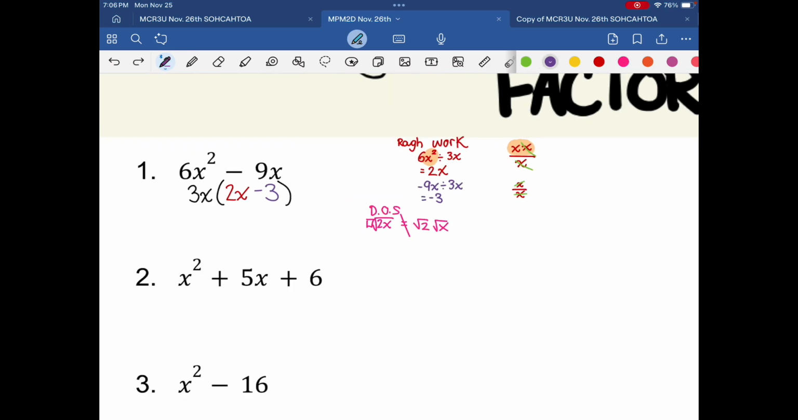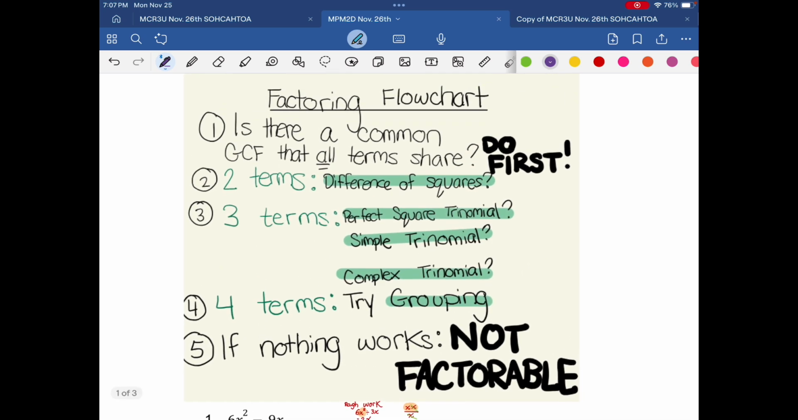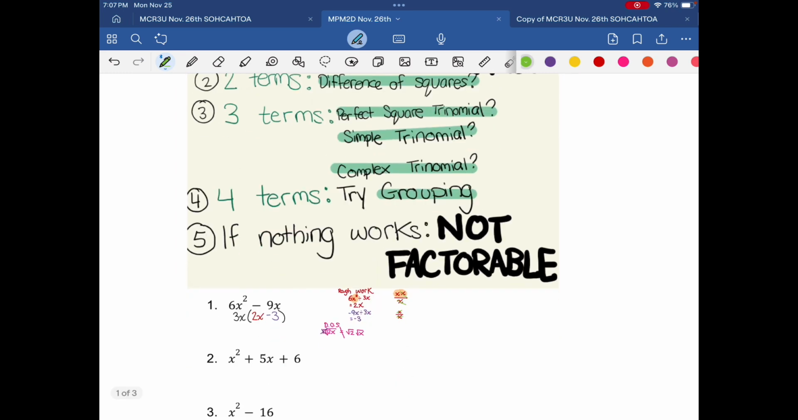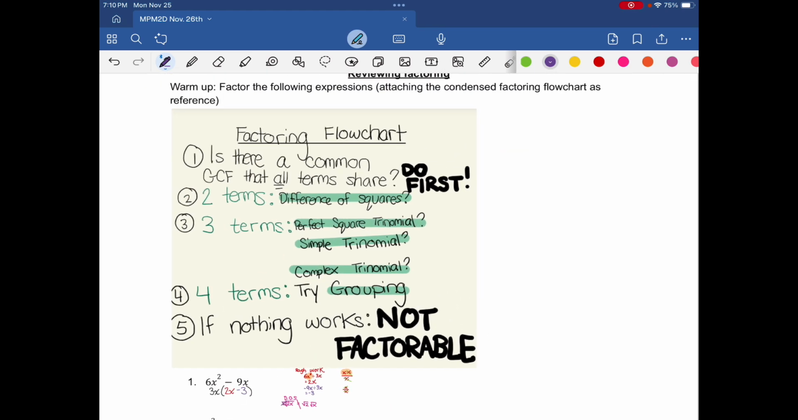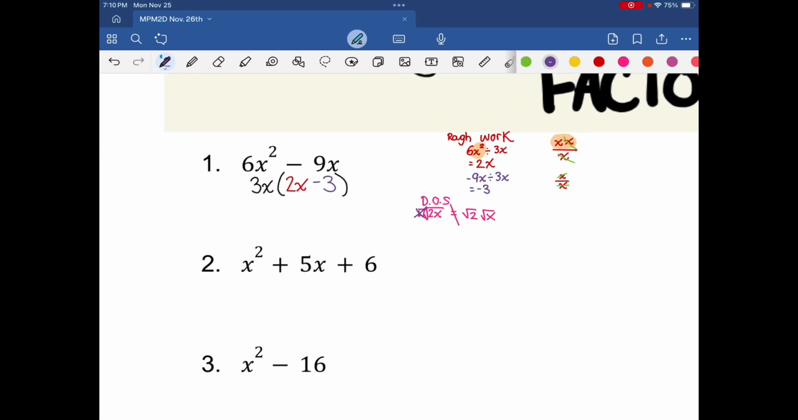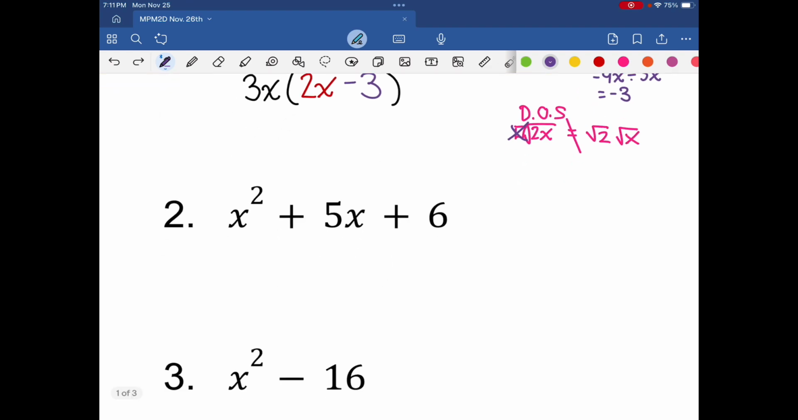Let's change it to color. So now it's not a difference of squares. Okay, next thing. For the next one, first thing we do, is there a common GCF that all of our terms share? Is there a common GCF that x squared, 5x, and 6x all share? I'll give you a moment to think. No, there is no common GCF.